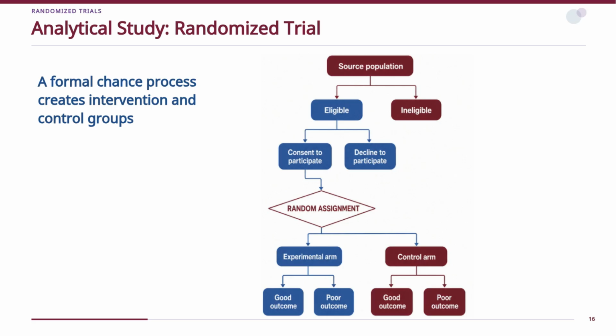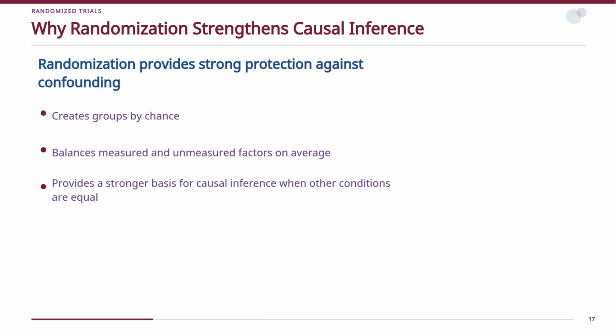The experimental group receives the intervention being studied, while the control group receives no intervention, a placebo, an alternative treatment, or usual care. Researchers then follow both groups over time and measure their outcomes. Finally, researchers compare the outcomes between the two groups to see whether the intervention made a difference.